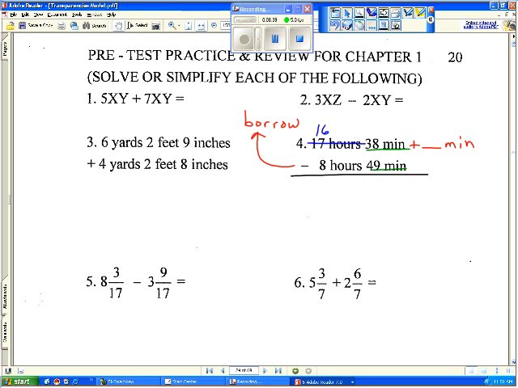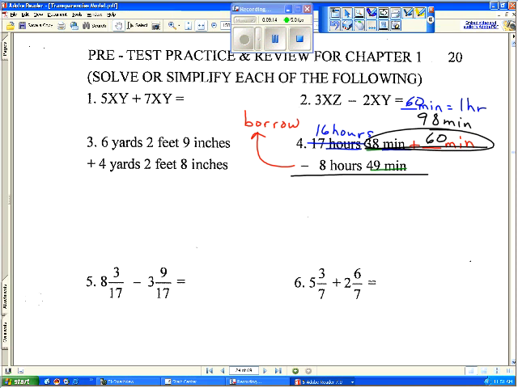That knocks us down to 16 hours. And we ask a question. The question is, how many of these does it take to make one of those? How many minutes is equal to 1 hour? And the answer is 60. So what do we do with those 60 minutes we borrowed? We add it to the 38 we already had, which gives us 98 minutes. Understand that?